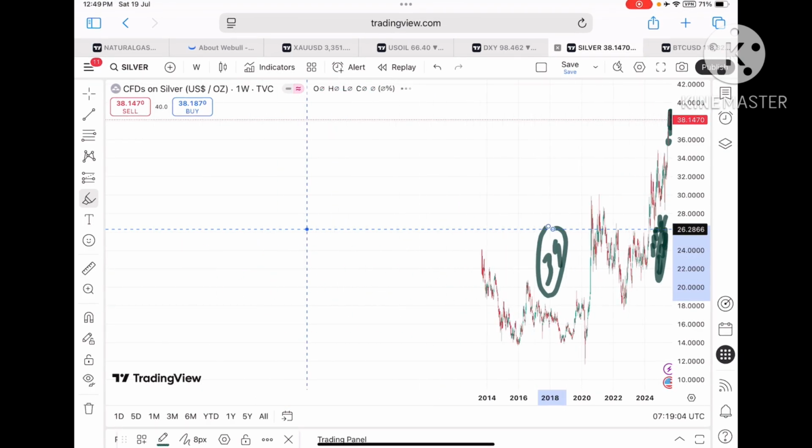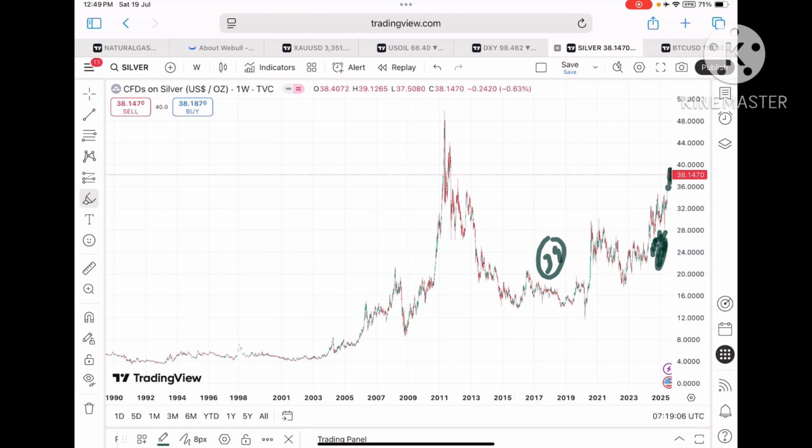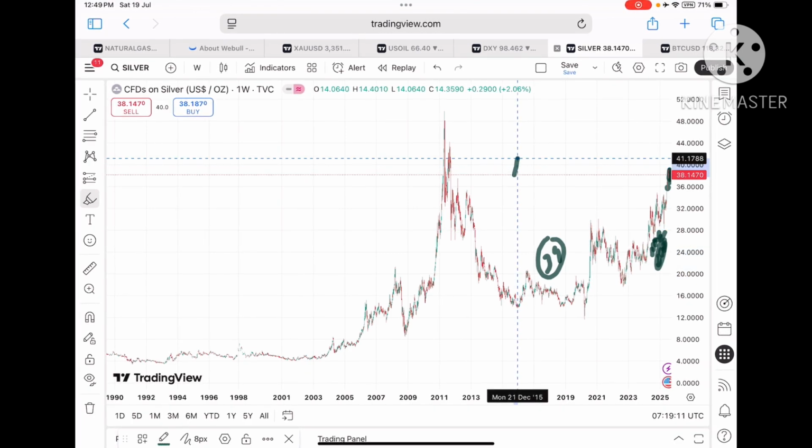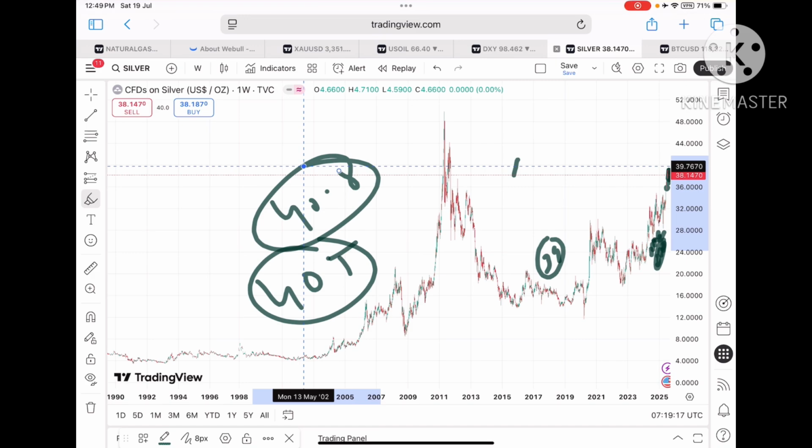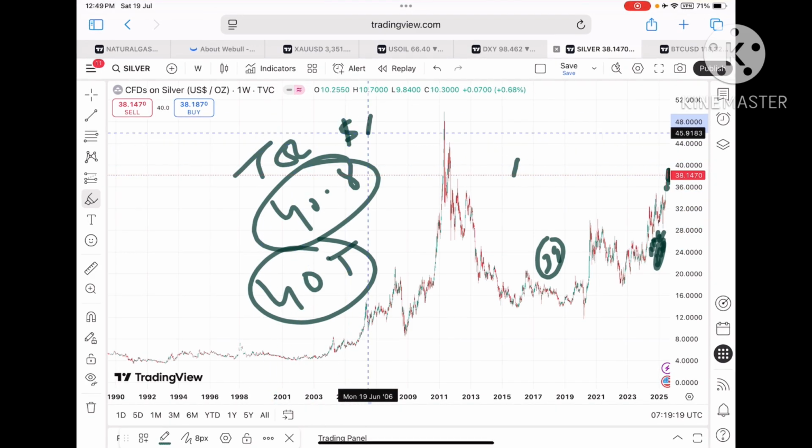We have seen this level after 12 years, so the probability of going after 38.9 to 39.5, and from there a further upside can be seen towards 40.5 to 40.8. So the best you can do is trail your SL by 0.5 at this level.